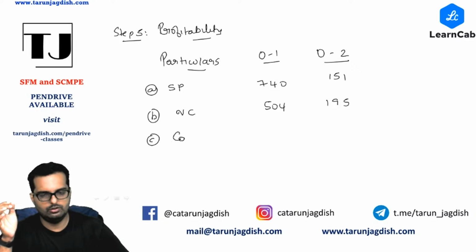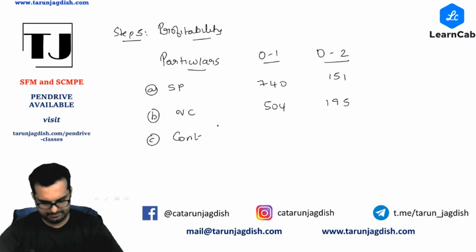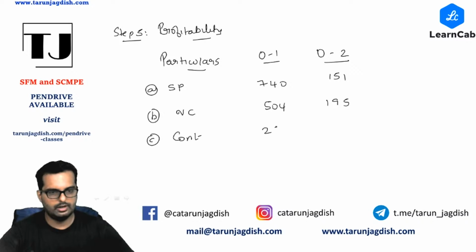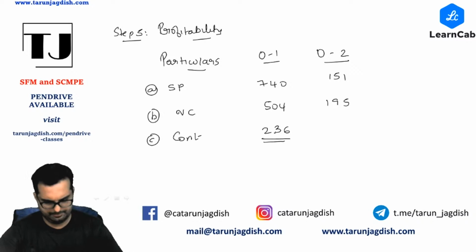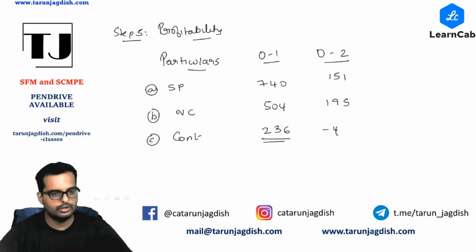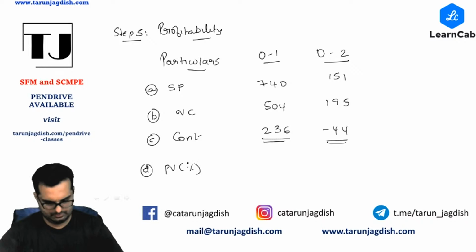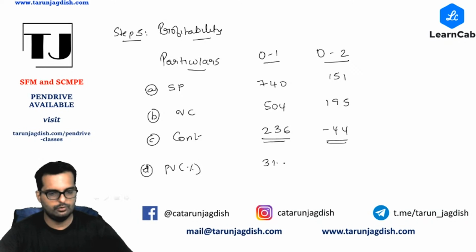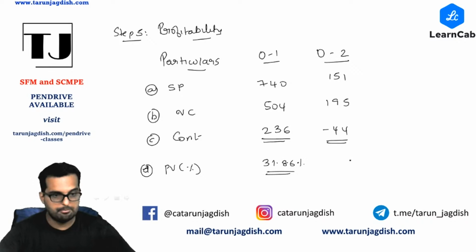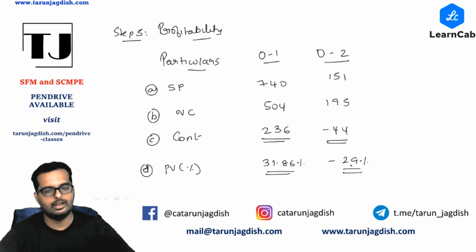So now tell me what is the contribution that you are getting over here? 236 for the first one. Minus 44 friends. So what about the PV ratio? It turns out to be 31.86% for the first one and minus 29% for the second one.